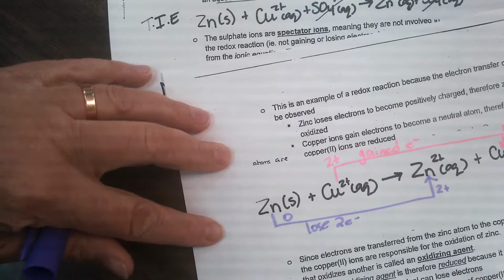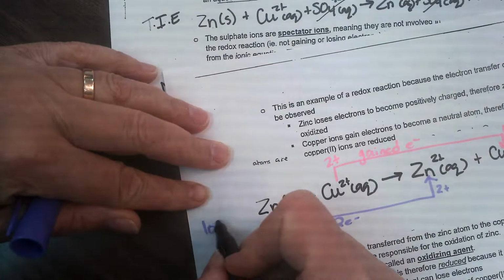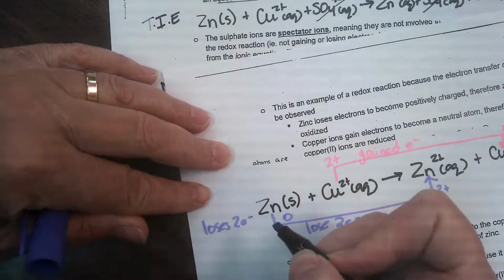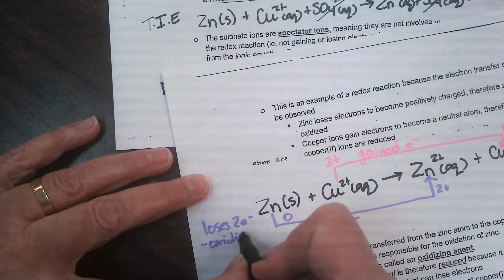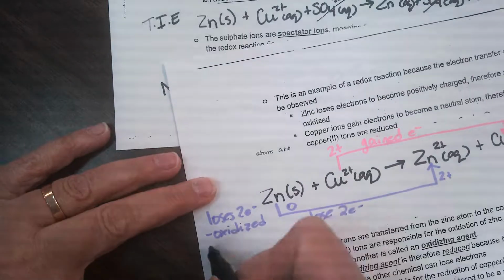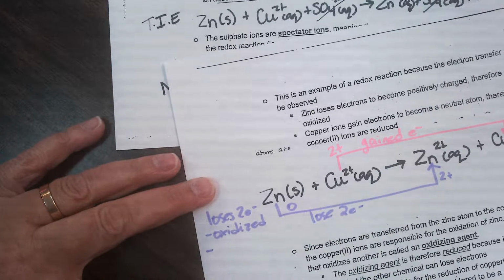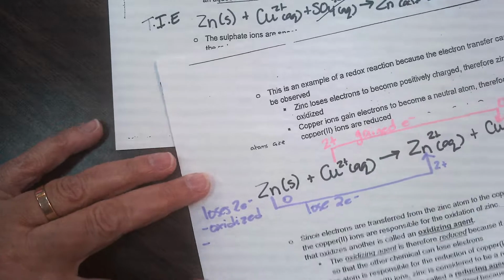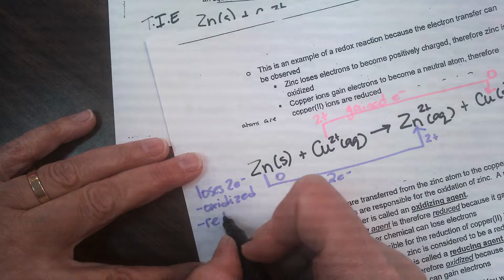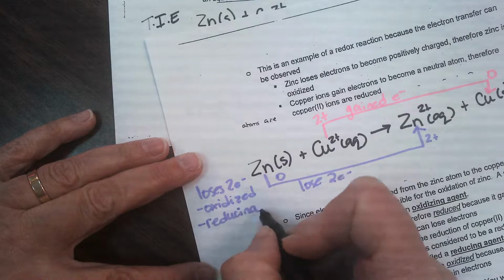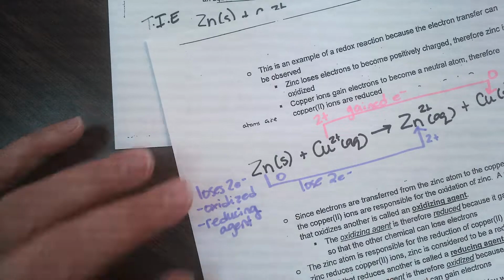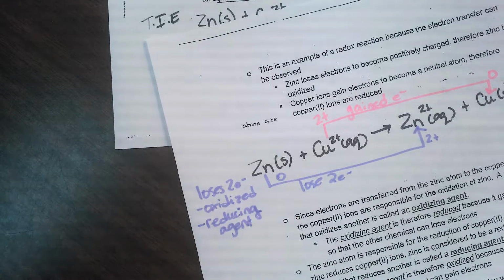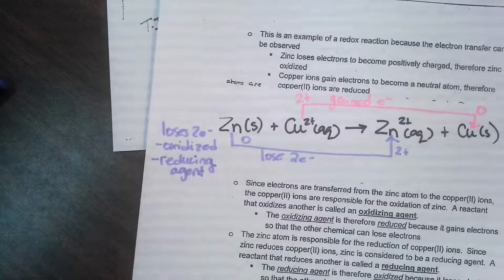This is our summary. Zinc loses 2 electrons, which means that it's oxidized, and which means then I'm going to throw a new word in there that we're going to talk about, but I'm going to throw it in there right now, that this is a reducing agent. Okay, it reduced copper. Copper reduced, right? It's a reduction reaction. This is an oxidation reaction.